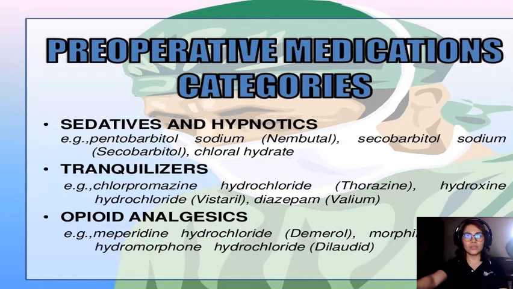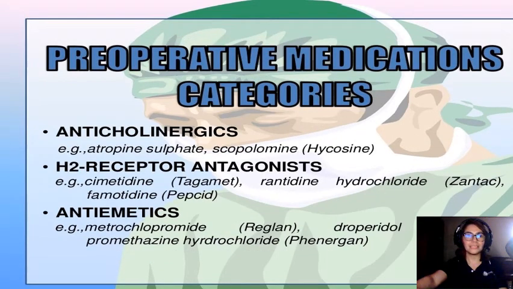Next, tranquilizers. You have your Valium, Vistaril, Thorazine. Those are examples of your tranquilizers. Then opioid analgesics, your pain relievers. For example, Demerol, morphine sulfate, and Dilaudid. But morphine is commonly used.